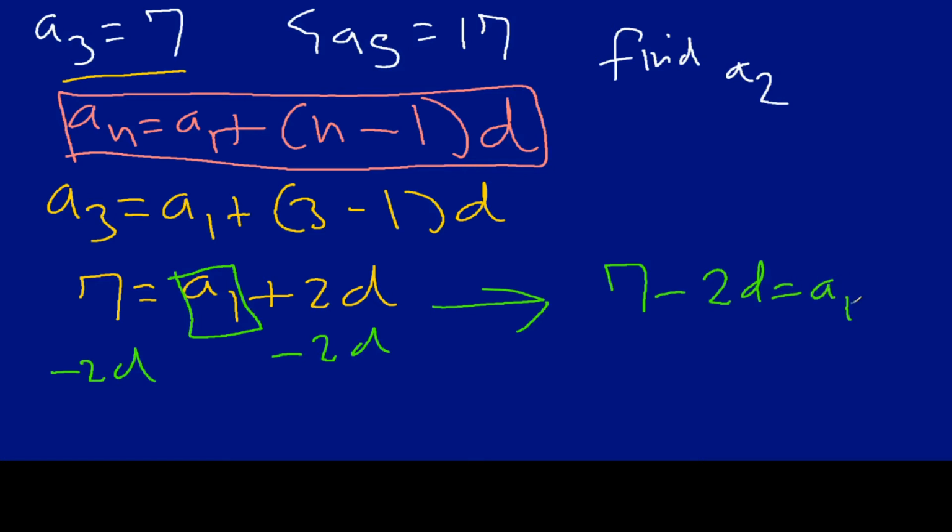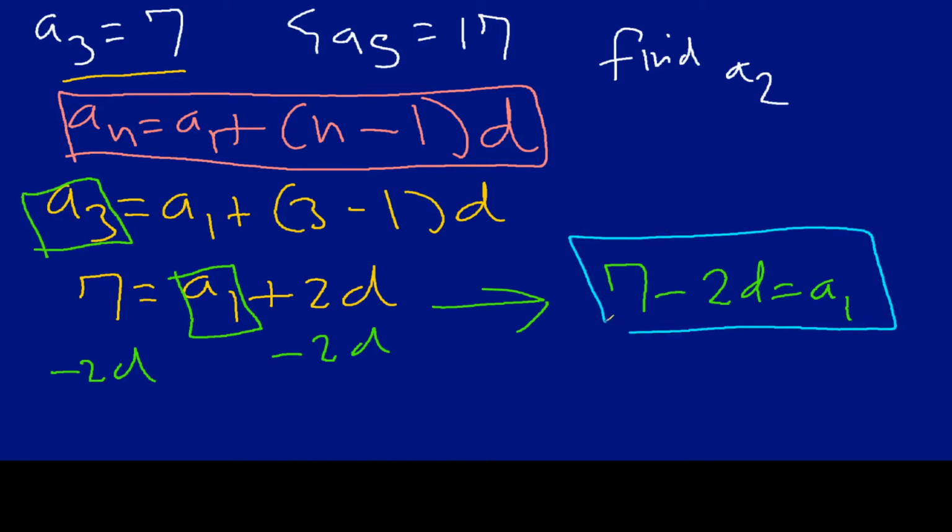So we're almost done here. We could figure things out if we really wanted to, but there's a problem: we don't know what d is yet. And so now we need to continue. However, I cannot use A3. If I plug what I just found in for A1 in the original equation, I'm just going to get 7 equals 7. So I can't use that.